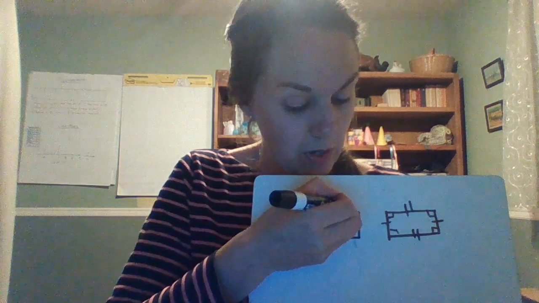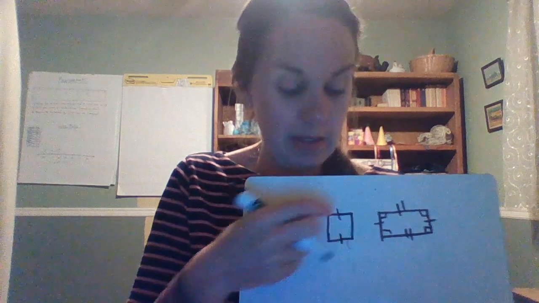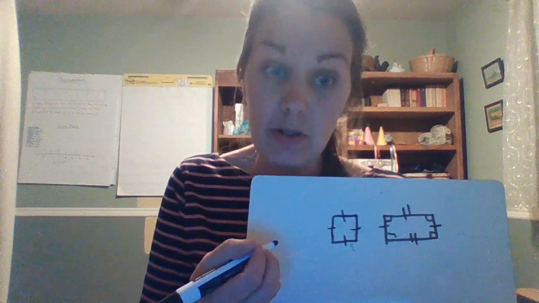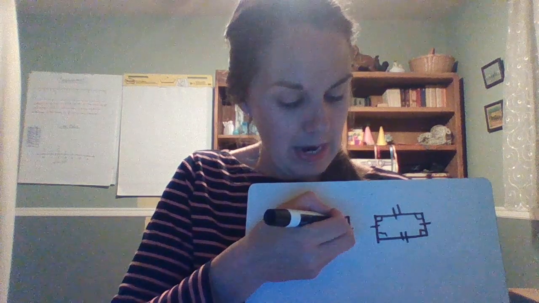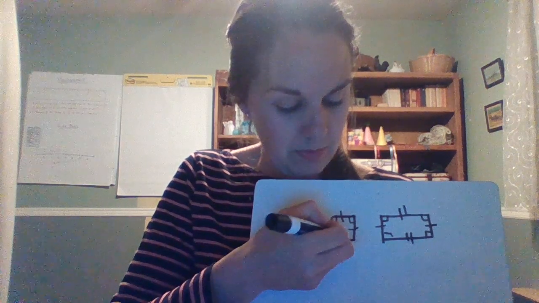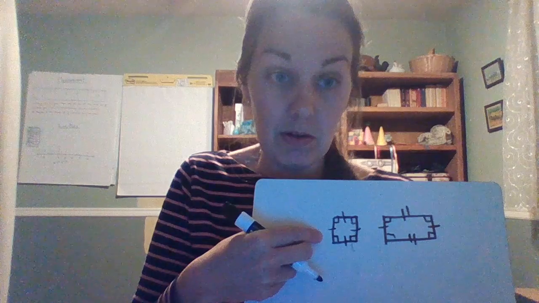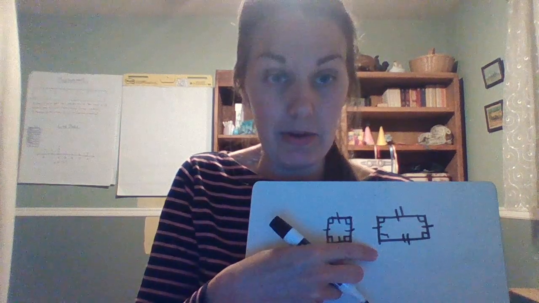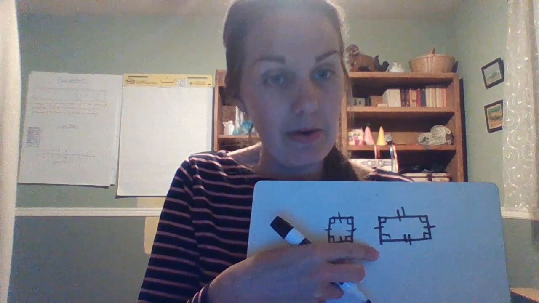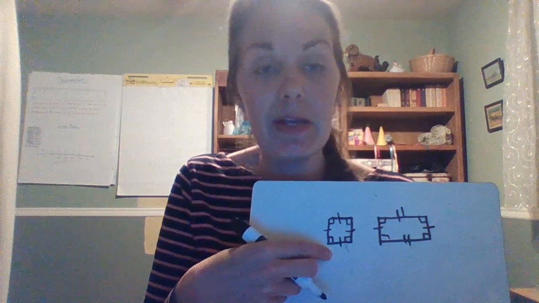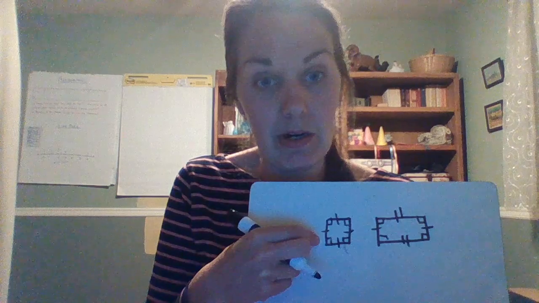Okay, so a square would also meet that category. This side and this side are equal. It just so happens that this side and this side are also equal, and you have 4 right angles. So a square could be categorized as a rectangle. A rectangle, however, could not be categorized as a square because a square is more specific. All sides have to be equal in a square.